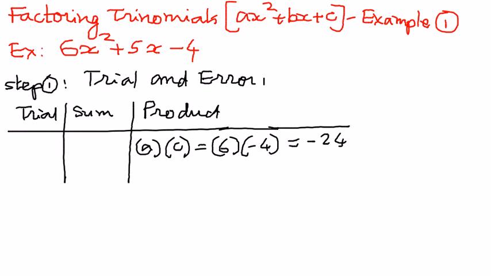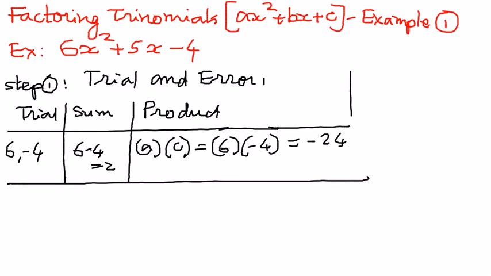So if I were to take the same two numbers, 6 and negative 4, 6 minus 4 is equal to 2, and what we want is a positive 5, and therefore 6 and negative 4 is not a good choice. So we're going to say no good. We want to keep trying until we come up with the correct answer.